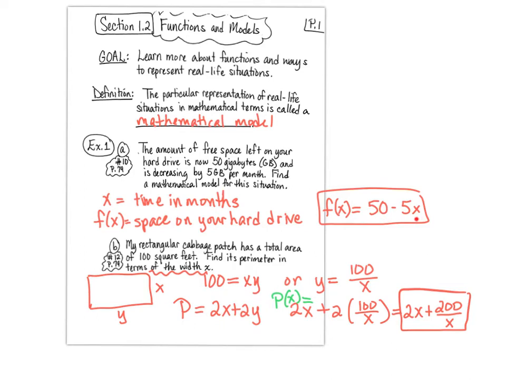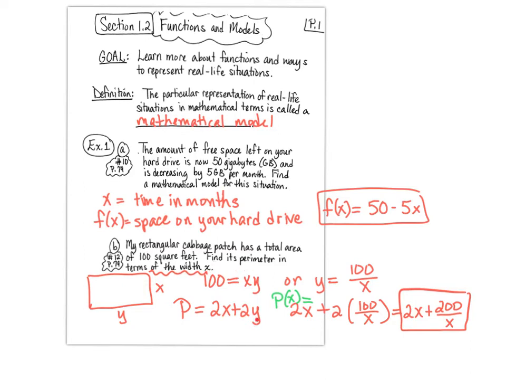50 minus 5x. Okay? Now, the next part of this example says my rectangular cabbage patch has a total area of 100 square feet. Find its perimeter in terms of the width x. Now, we drew a rectangle, we knew the width was x, and we labeled the length as y. We know that the area is the length times the width, so we have 100 is equal to x times y. We also know the perimeter of a rectangle is the sum of all its sides, so that's 2x plus 2y.